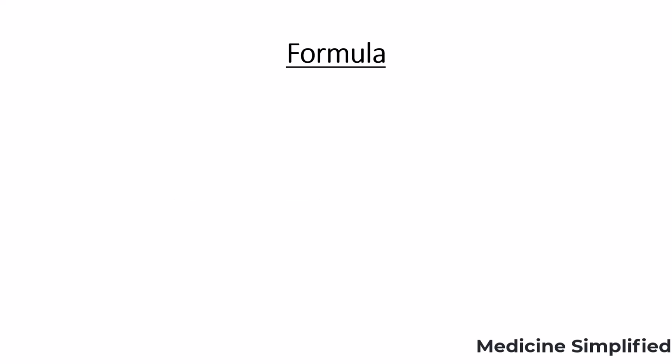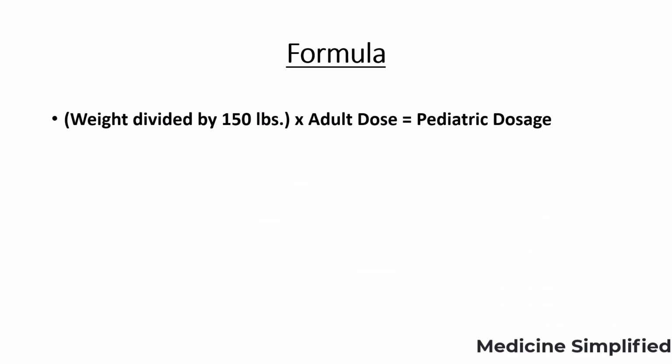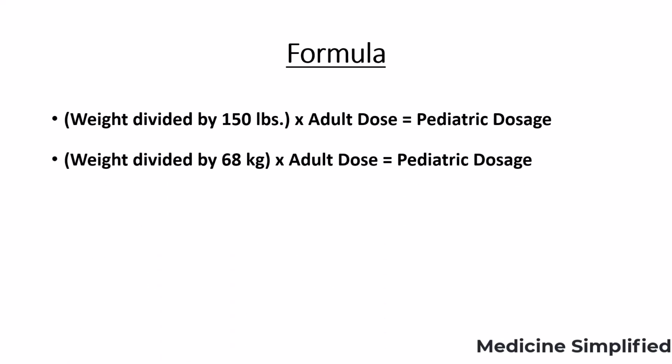Coming to the formula of Clark's rule: weight divided by 150 pounds, multiplied by the adult dose, gives the pediatric dosage. If you are calculating in kilograms, weight divided by 68 kilograms, which is 150 pounds, multiplied by the adult dose, gives the pediatric dosage. We all know that 2.205 pounds is equal to 1 kilogram, so 150 pounds is equal to 68 kilograms.